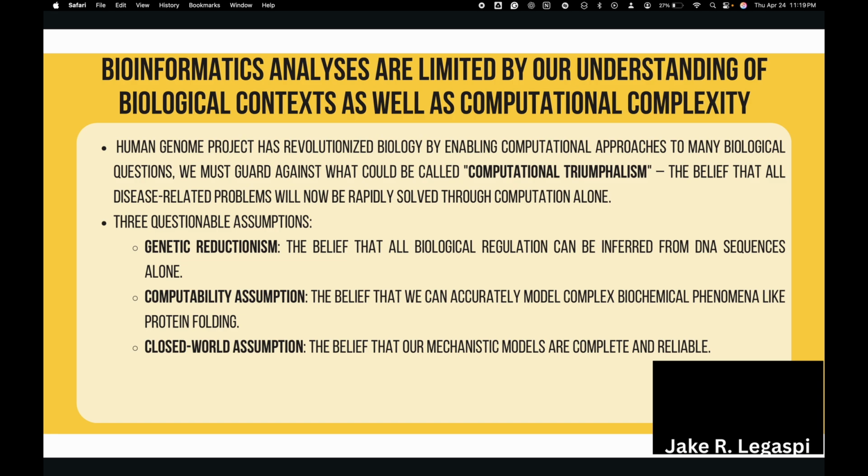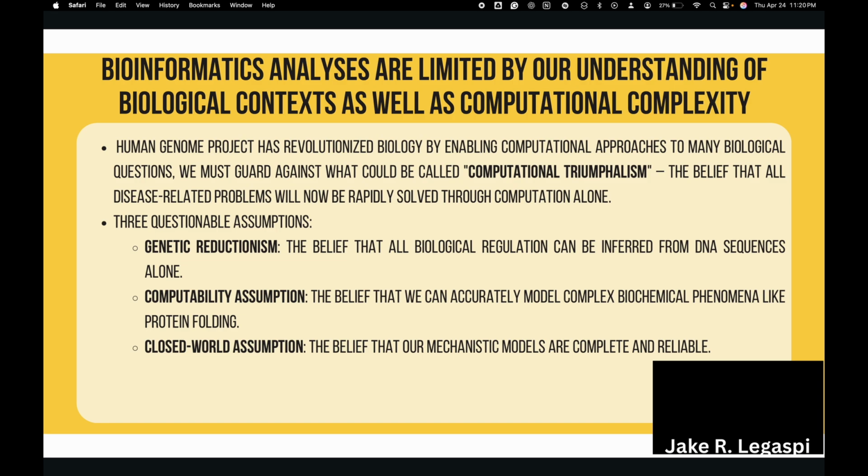Many computational approaches assume we can predict physiological changes from nucleotide alterations. However, cellular metabolic pathways involve multiple complex interactions that extend far beyond simple genetic coding. Second, the computability assumption, the belief that we can accurately model complex biochemical phenomena like protein folding. Computer science research suggests that protein folding is NP-hard, likely computationally unsolvable. Yet we still aim to predict interactions among thousands of molecules, from RNA transcription to protein function.